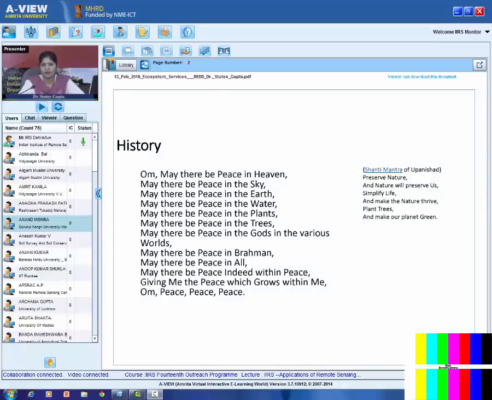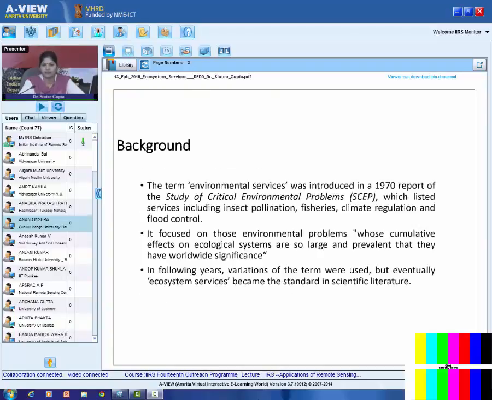So here, what I want to highlight is that if nature is given due regard, survival of mankind is possible. This is the very basic history which comes from the Upanishads, and over the period of time, people realized the importance of natural resources and the term environmental services has emerged.